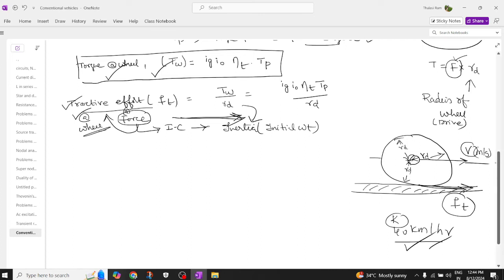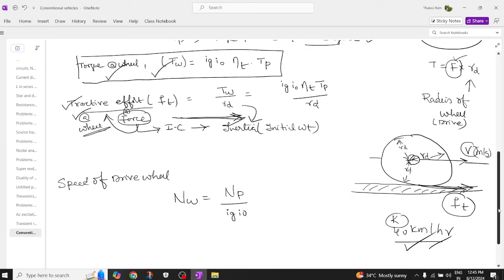So that's how we say how it travels on the road. Now we require the formula for the velocity, the speed of the drive wheel. What is the speed developed by the drive wheel? The speed at which the drive wheel is rotating is given by the formula: the speed of the plant divided by Ig I naught.